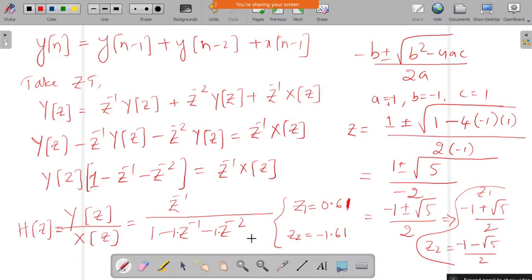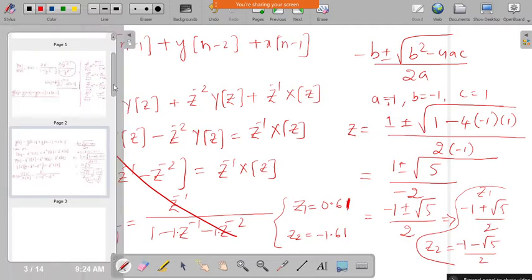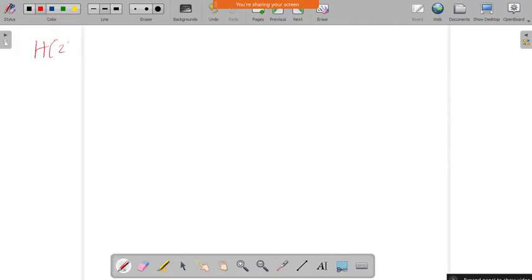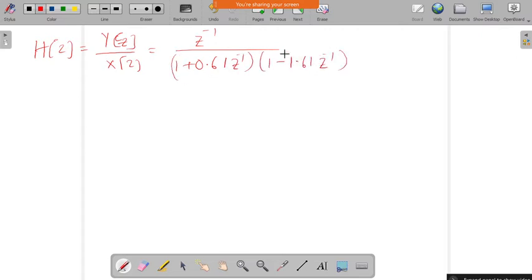Now we can incorporate these roots and we can write the h of z. Now your h of z, we can write it as y of z divided by x of z, which is equal to z inverse divided by 1 plus 0.61 z inverse into 1 minus 1.61 z inverse. So these are all the roots we are able to write, whatever the equation we have found out the roots, we can write like this. Now we can get the inverse z transform, so that we can get the h of n.